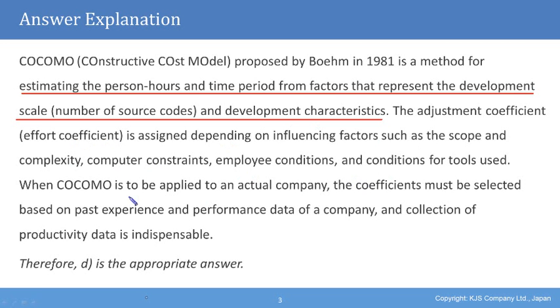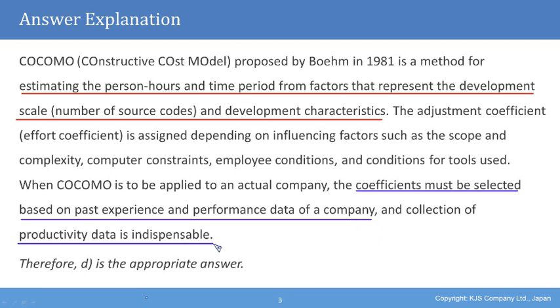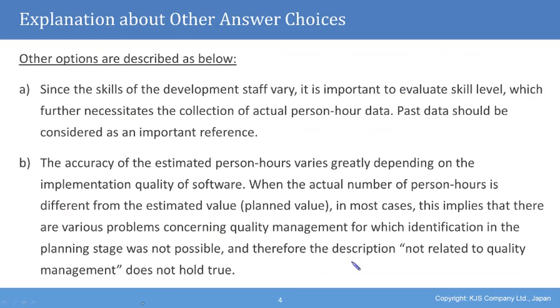When COCOMO is to be applied to an actual company, the coefficients must be selected based on past experience and performance data of a company, and collection of productivity data is indispensable. Therefore, D is the appropriate answer to the question. We'll now also look at the explanations for each of the other options.